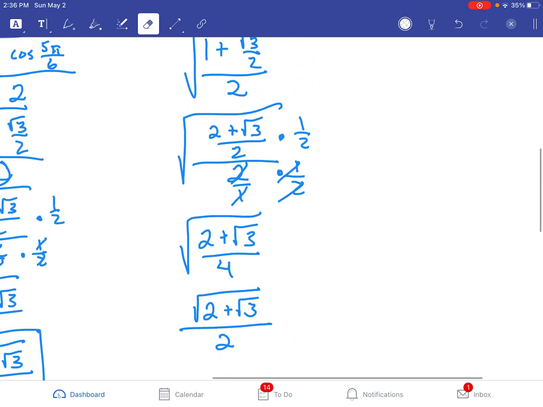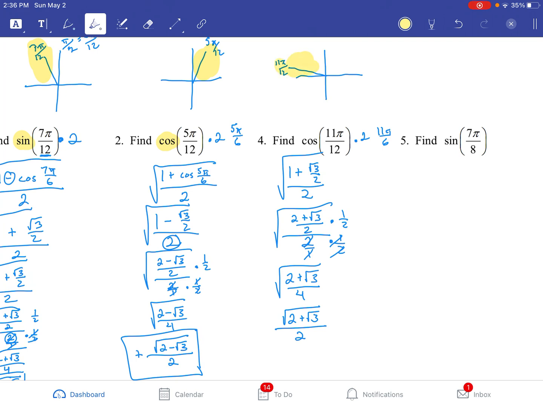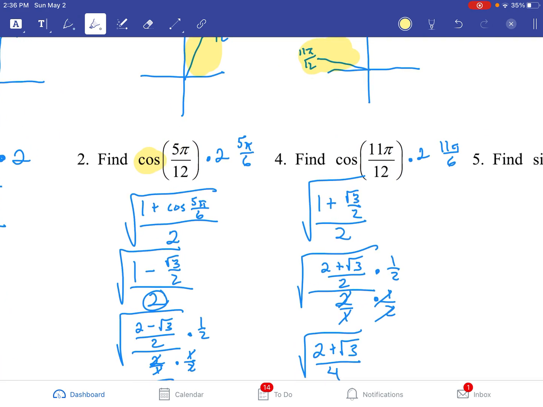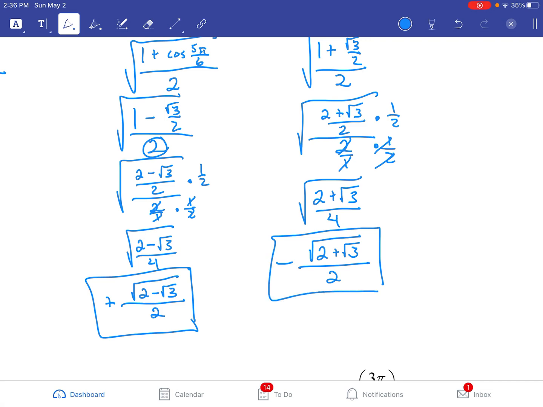All right, now we want to figure out what the sign of this is. Is it a positive or a negative? Okay, so we're dealing with cosines. So in this quadrant, what are the cosine values? The cosine values in that quadrant are all minus. So we're going to put a minus sign in front of that.